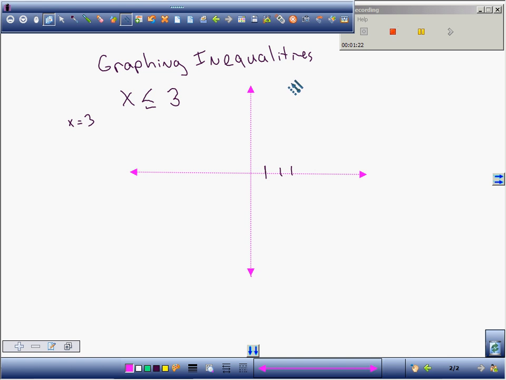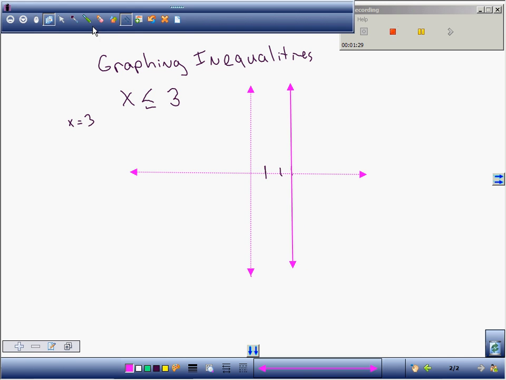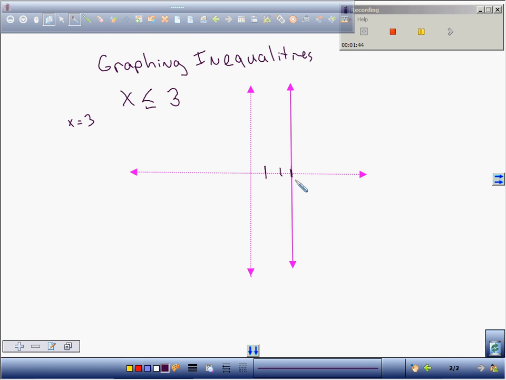And I'm going to graph the line. This is x equals 3. Now, where do you think all the points that are less than 3 are? Do you think they're on this side of the line, or on this side of the line? Where x is less than 3. If this is 3, 0 right here, where are all the points that are less than 3? Left or right? Very good. Left. On the left side, right?